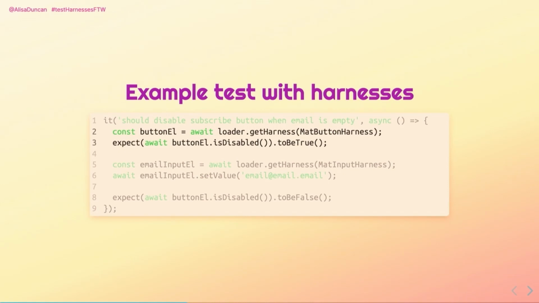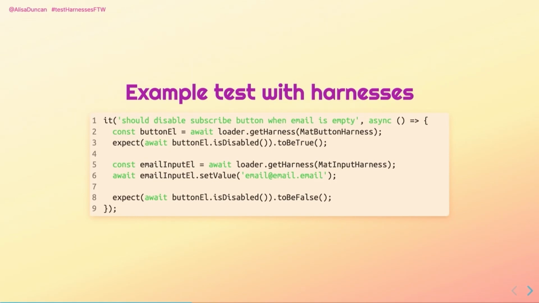Then the button harness has API around it that we can use. So one of the methods is disabled. Next, to set the email, we can get the mat input harness, and then just set the value as such. And then we can go back to the original button and verify that it is no longer disabled. So not only is this test a lot shorter, it was a lot easier to write, and it's also a lot easier to read.